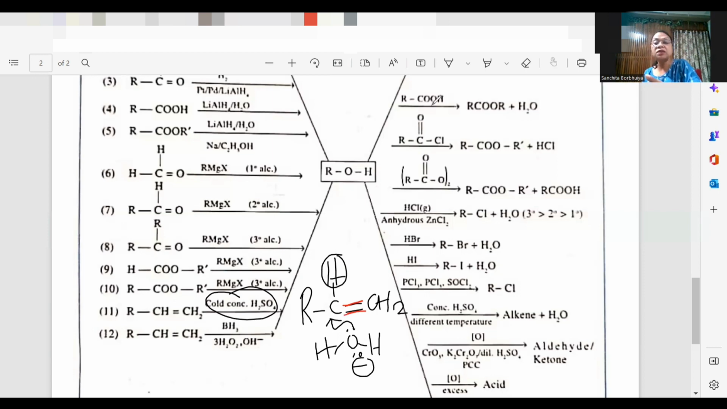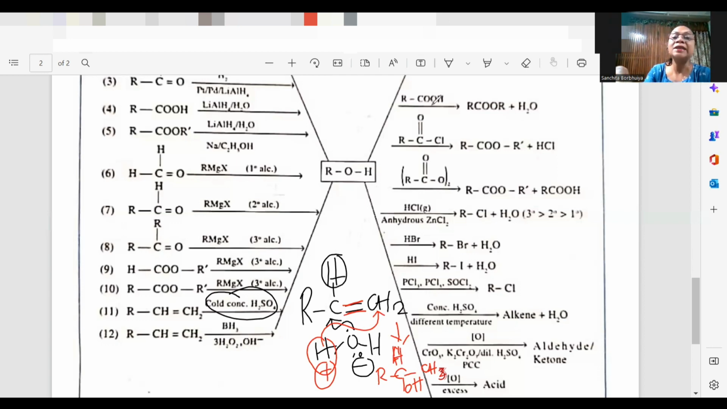You have to remember the criteria. One, if it is an unsymmetrical addendum, you have to follow Markovnikov's rule. So this is what is to be followed. And the H being positive adds to this carbon. And you get your OH attached to the second carbon to give you the product of the reaction. So this is how you get your alcohol.